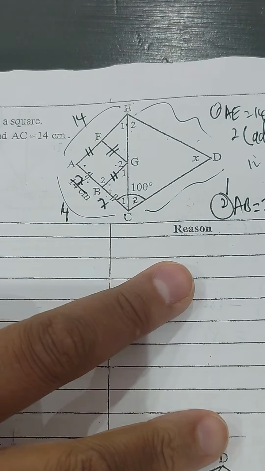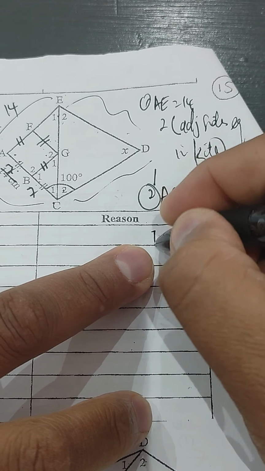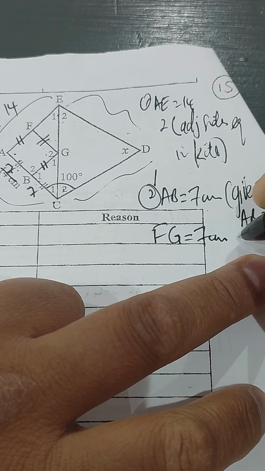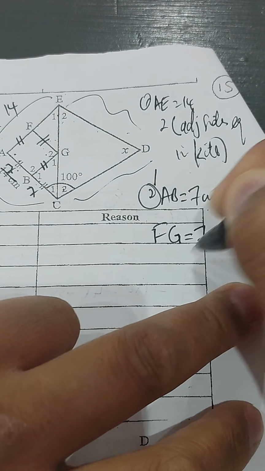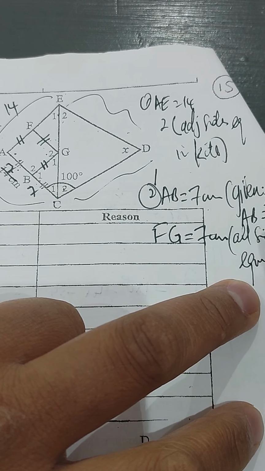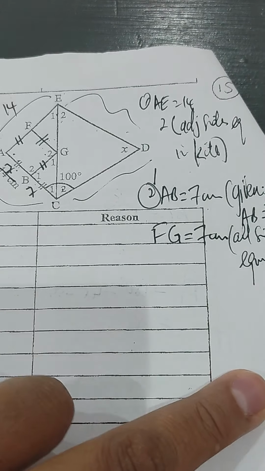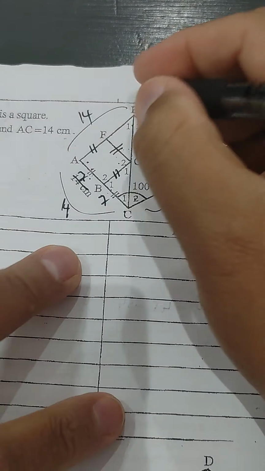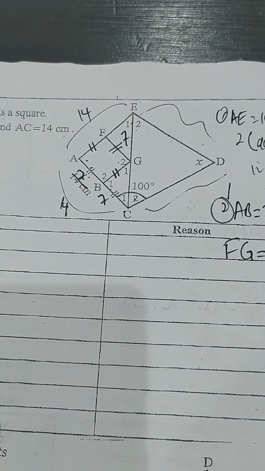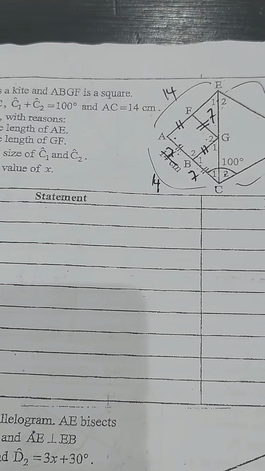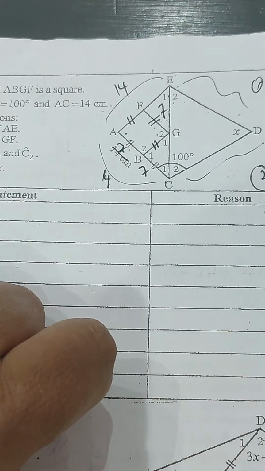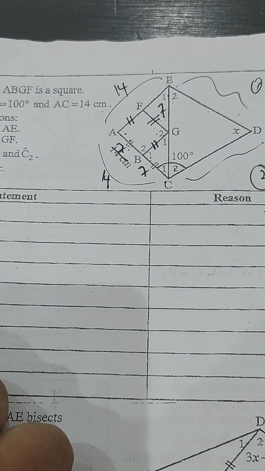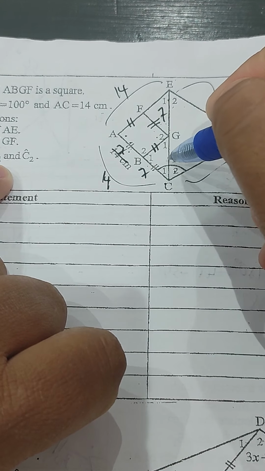Then we say that GF has to also be 7. Why? Because all sides equal in a square. All the sides are equal in the square. So there you're going to go 7 there. Sorry about this, because as you can see the space is just cramped here. That's number 2. Let's look at number 3. Number 3, change the color as well. The size of C1 and C2.